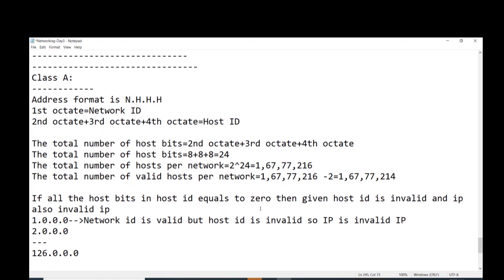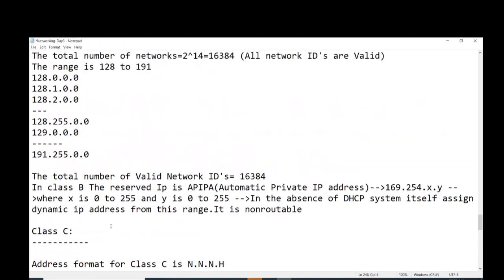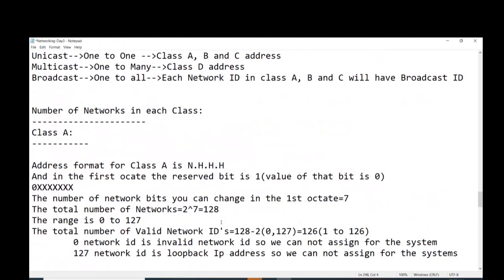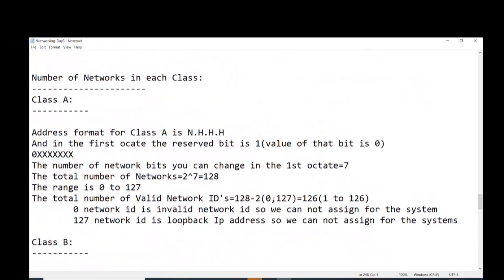Is that 127, sir? Which one? This 126.0.0.0? No, no, 127 is loopback, we cannot use it. 126 is valid. Is that clear? See, there we have done 1 to 126 as valid.